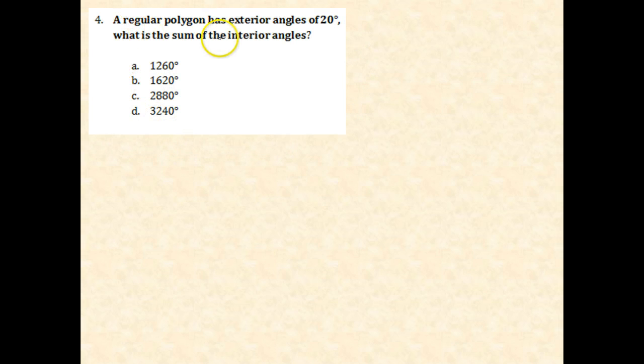A regular polygon has exterior angles of 20 degrees. What is the sum of their interior angles? Well, here you need two formulas. The sum of the interior angles is n minus 2 times 180. But in order to find out how many sides it has, we need to use the exterior angle. Exterior angle measure is 360 divided by the number of sides. And in this case, they give us the exterior angle, which is 20 degrees. So 20 equals 360 over n.